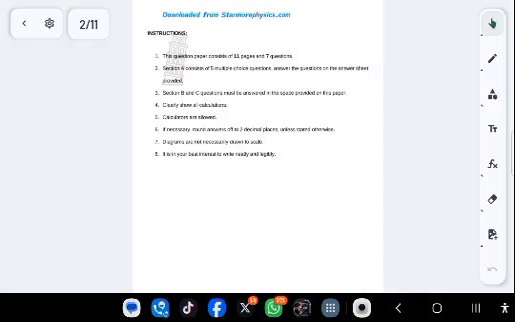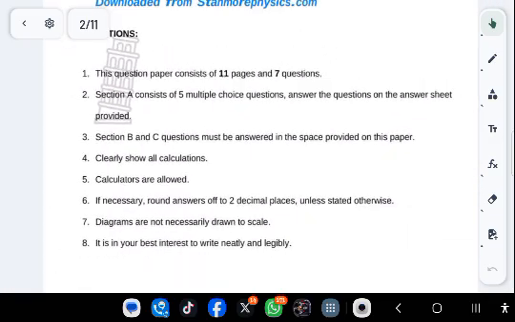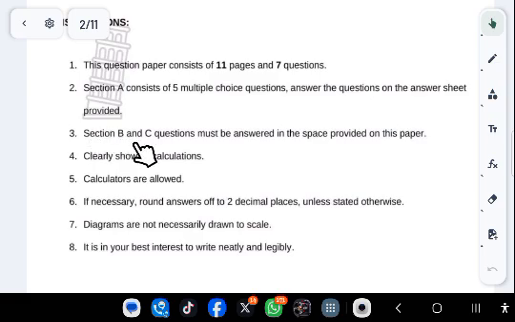Now, it is divided into section A. It consists of 5 multiple choice questions. And then we also have sections B and C. And these questions must be answered in the space provided on the paper. You're not supposed to write the answers on an extra piece of paper unless you need more space and you ask the examiner to show you or to give you more paper, and it will be stapled together with the rest of the question paper that should be handed in if that is the instruction.